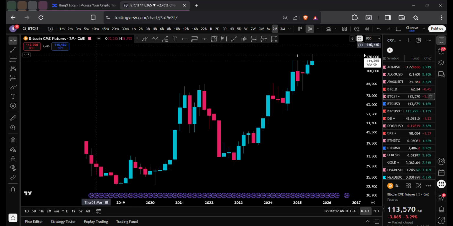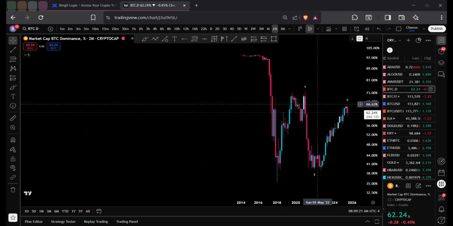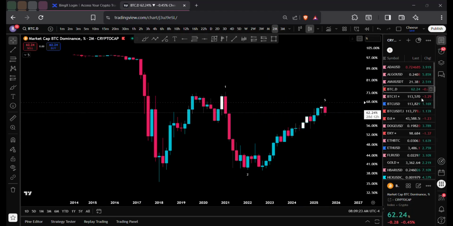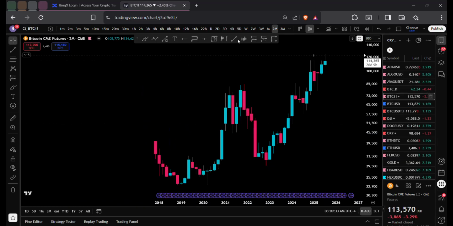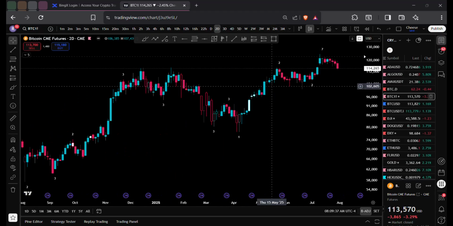The next chart you should be using is the BTC1! chart on the CME futures. And the third one should be BTC.D. This one shows Bitcoin's dominance. They're all Bitcoin's chart, but they're different, right? Bitcoin dominance shows you Bitcoin versus your alts. The Bitcoin futures chart shows you Bitcoin traded on the Chicago Exchange.